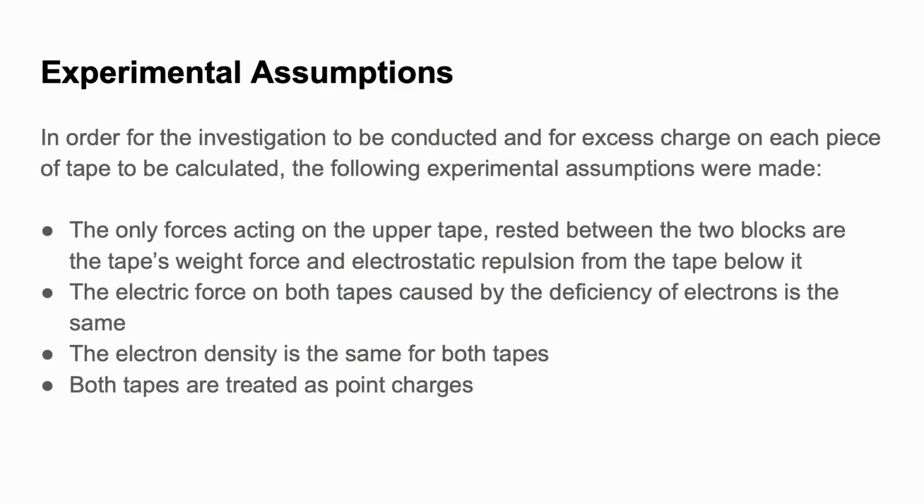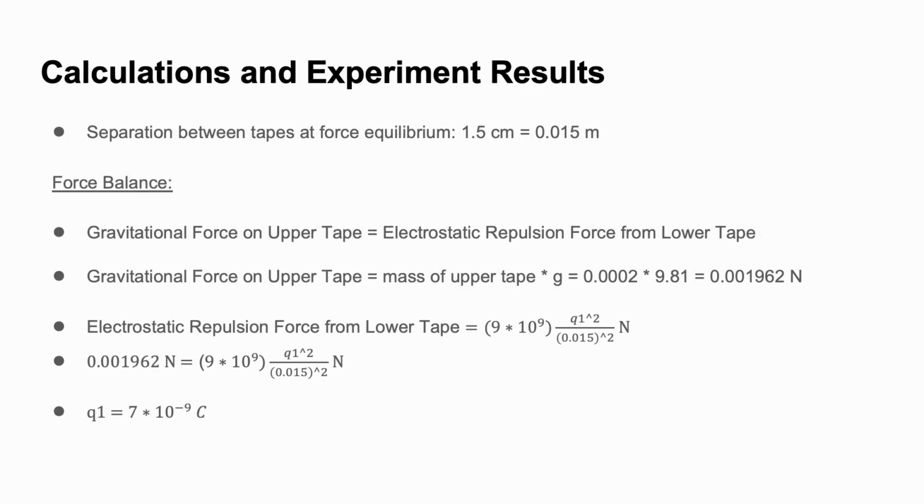Some notable experimental assumptions are that the only forces acting on the upper tape rested between the blocks are the tape's weight force and the electrostatic repulsion from the tape below it, and that both tapes are treated as point charges. The separation between the two tapes measured at force equilibrium was found to be 1.5 centimeters.